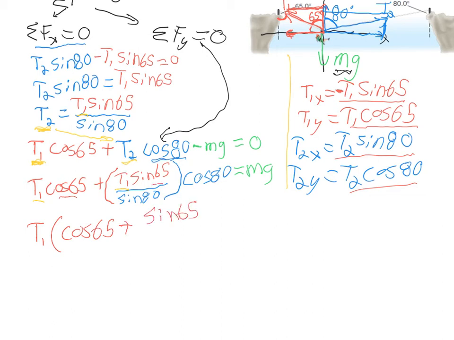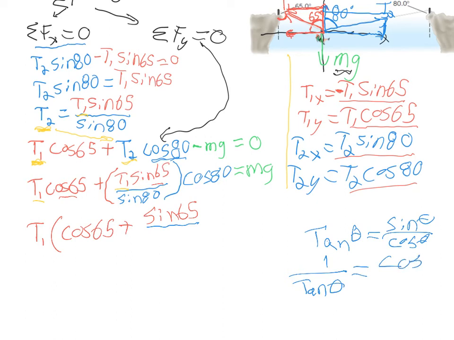And now if you notice, for the blue, for the 80s, we have sine of 80 on the bottom, cosine of 80 on top. Tangent, just as a side note if you don't remember this, tangent of any angle theta is just equal to the sine of that angle divided by the cosine of that angle. So what that also means is 1 over tangent of an angle is equal to the cosine of the angle over the sine of the angle.